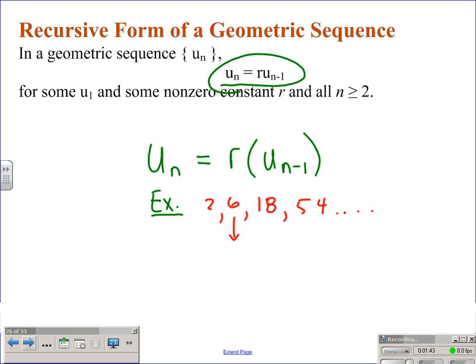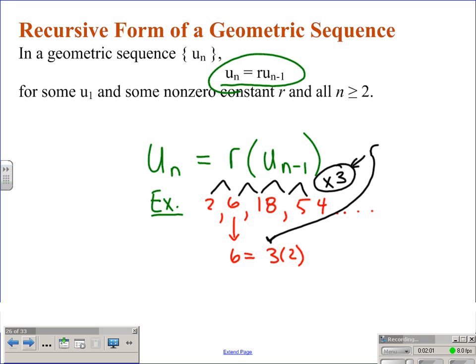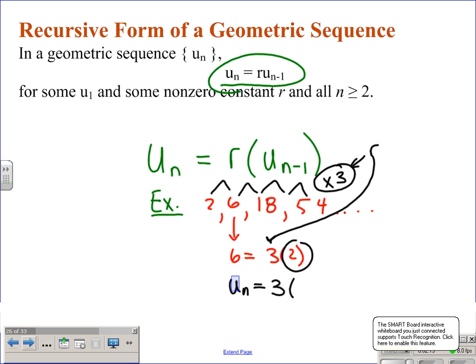If we just take the 6 here, we know 6 can be rewritten as 3 times 2. Now let's think about where we get that. Our common ratio here is that we are multiplying by 3 every time. So that 3, that's our r, and that's going here. And then the previous term, just like we've done before, is 2. So that's an example where our nth term is equal to the common ratio times the previous term, which in this case was 2.